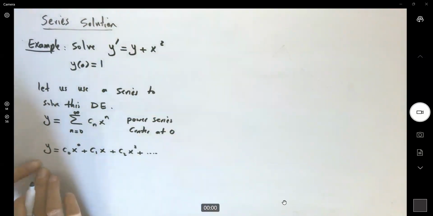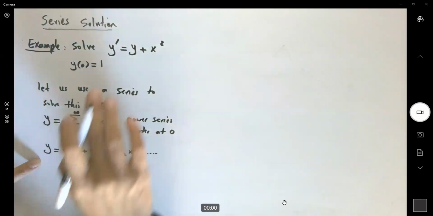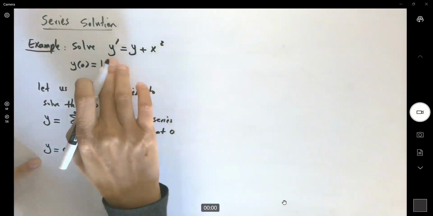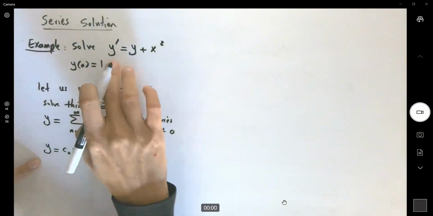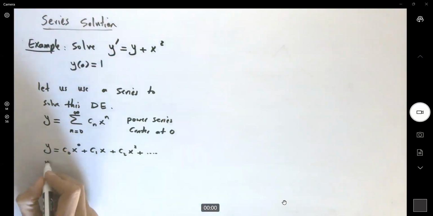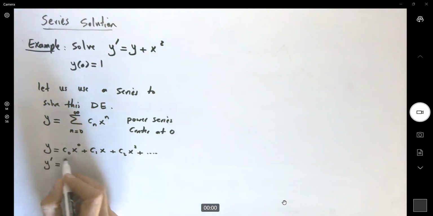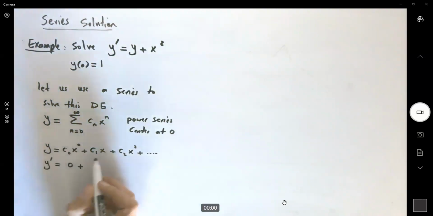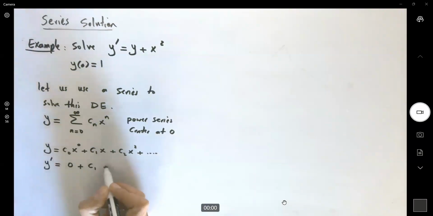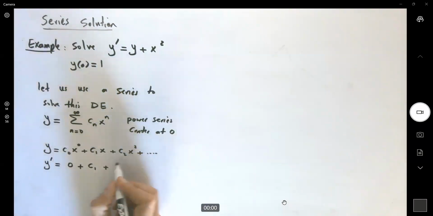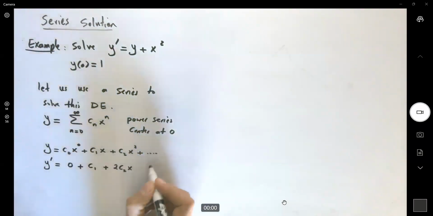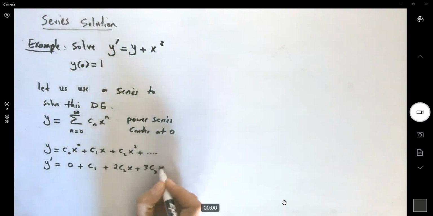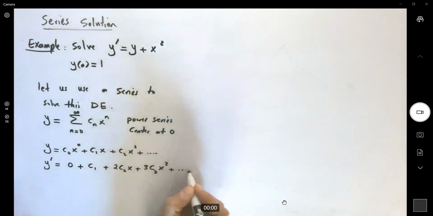What is the first derivative of this series? We need the first derivative because we're going to substitute that into the equation and solve it. y prime is equal to, so the very first term is going to be 0, it's just a constant. The second term becomes c sub 1, plus the third term is 2 c sub 2 x. If you continue this, you get 3 c sub 3 x squared plus the rest of the terms.